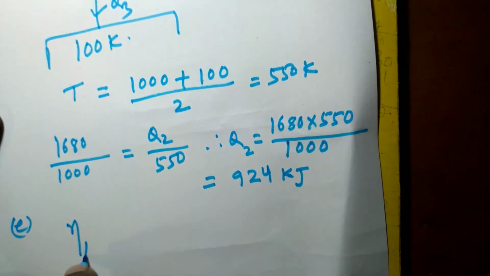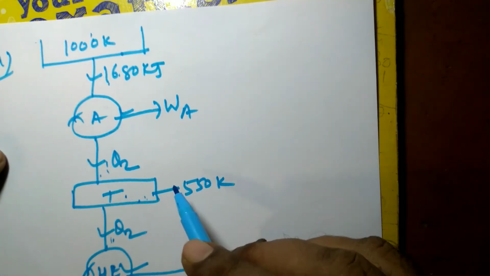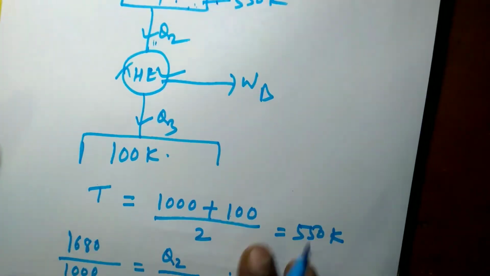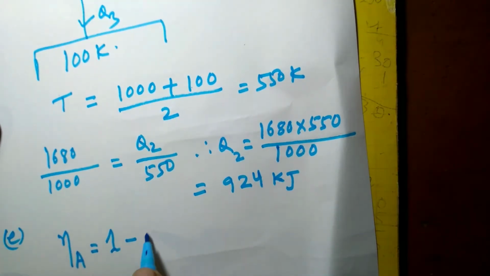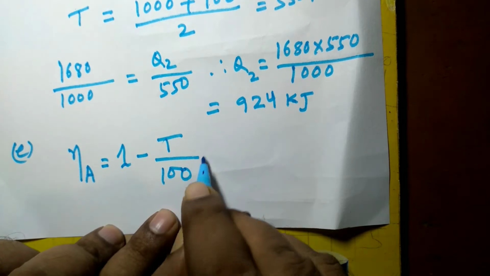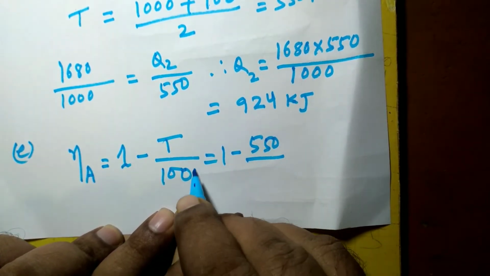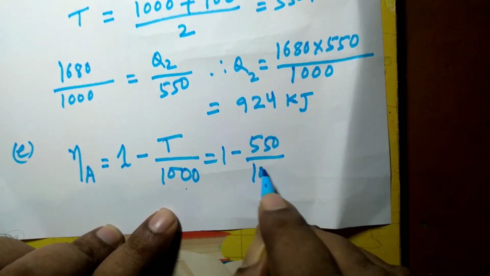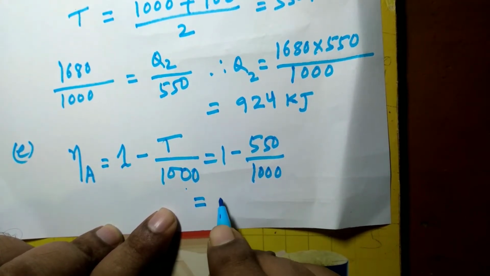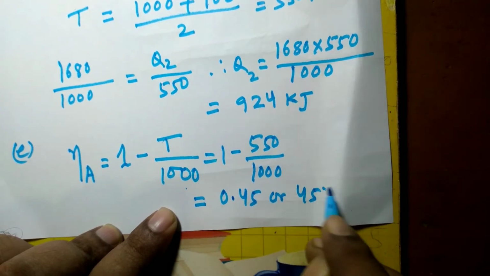You know, the efficiency of engine A is nothing but 1 minus, since it is a reversible engine, the efficiency will be 1 minus sink temperature divided by source temperature. So 1 minus T by 1000, that is equal to 1 minus 550 by 1000. This is equal to 0.45, or 45% efficiency of engine A.